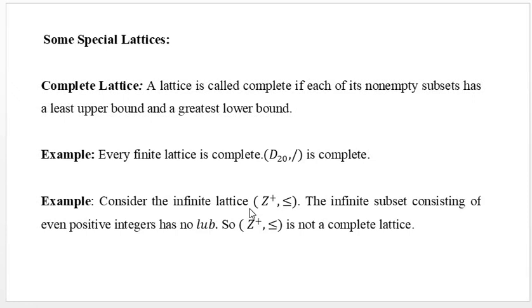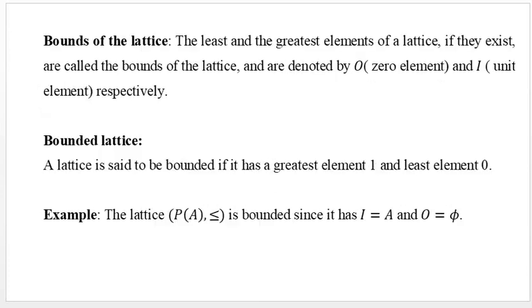So for an infinite lattice, Z plus under less than or equal to, consider the infinite subset consisting of every positive even integer. This has no least upper bound, so it is not a complete lattice. Bounds of the lattice.